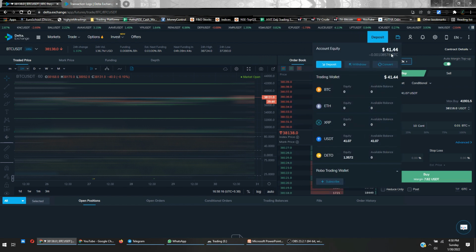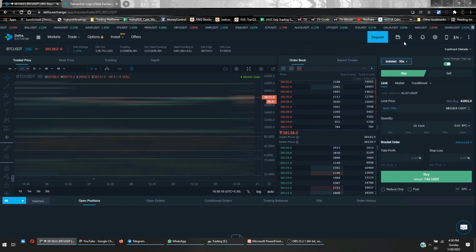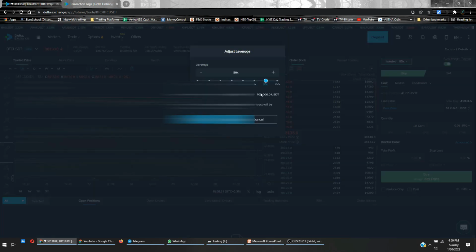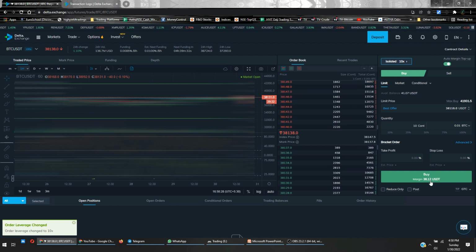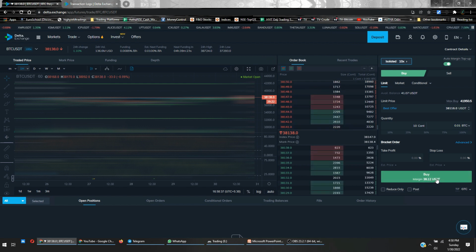capital is around $41.44. So now if I want, I can reduce my leverage to, let's set it as 10x. Will it allow? Yes, it will allow me. Since my capital is $41, and if I'm trading 0.01 BTC with 10x leverage, I need a capital of $38.12, which is very well under $41. So I can trade 0.01 BTC with 10x leverage, and that would require a capital of around $38.12.